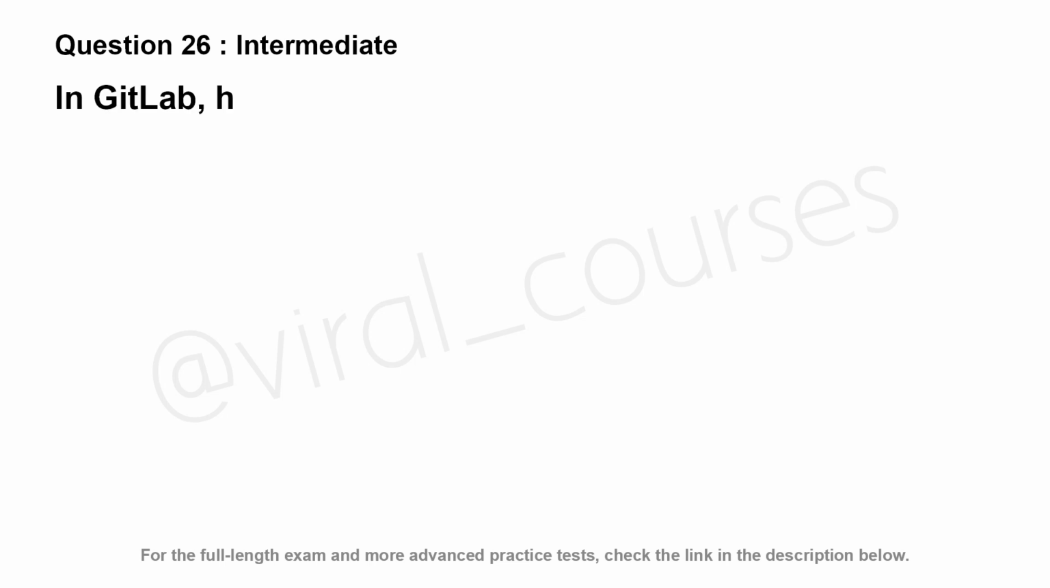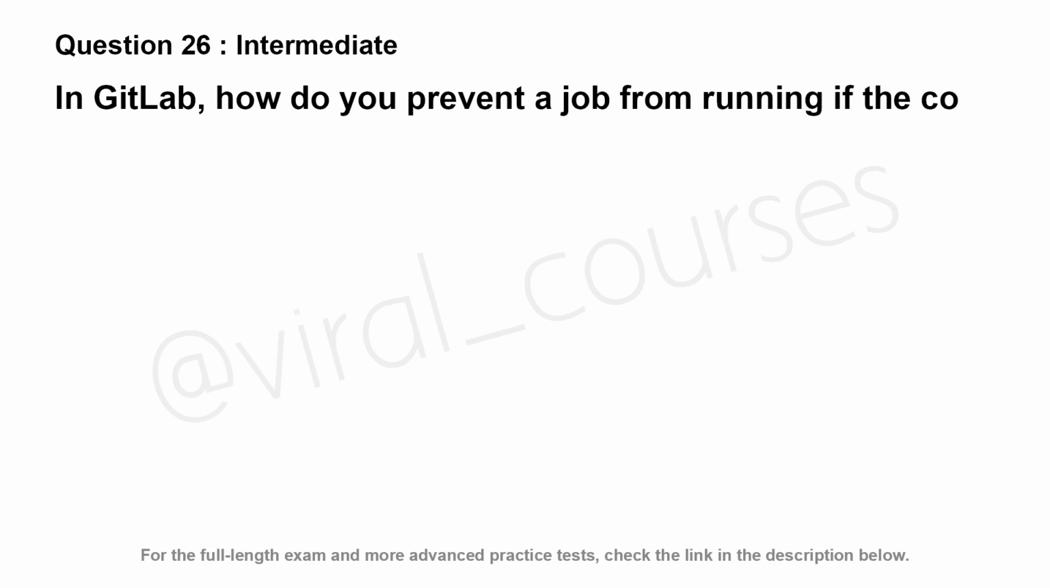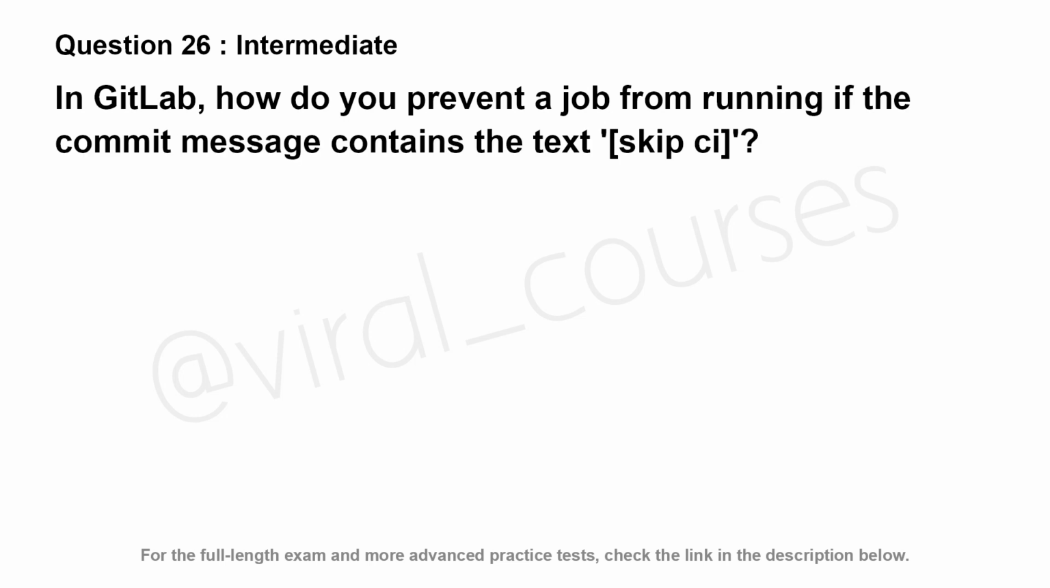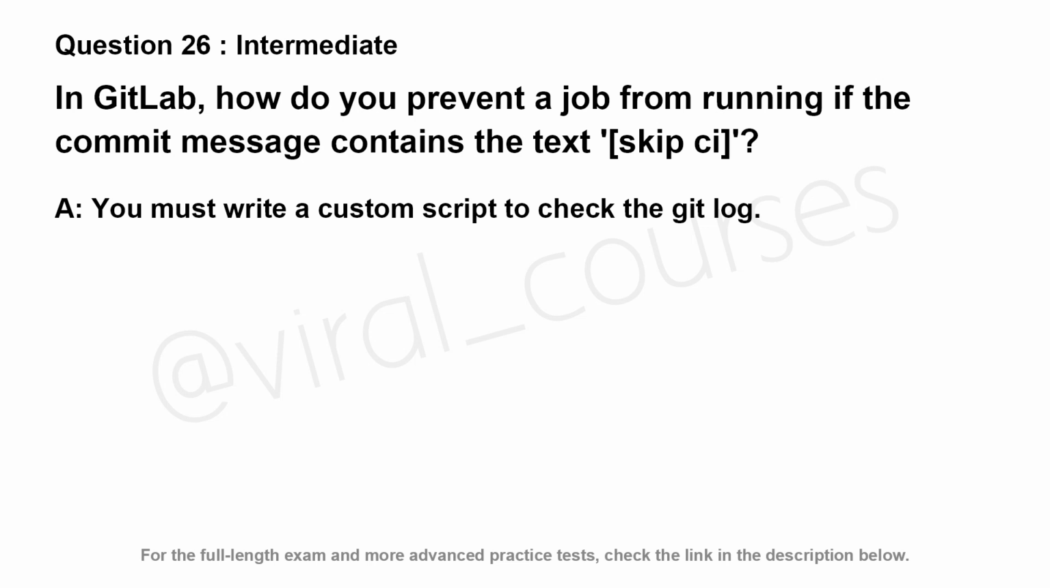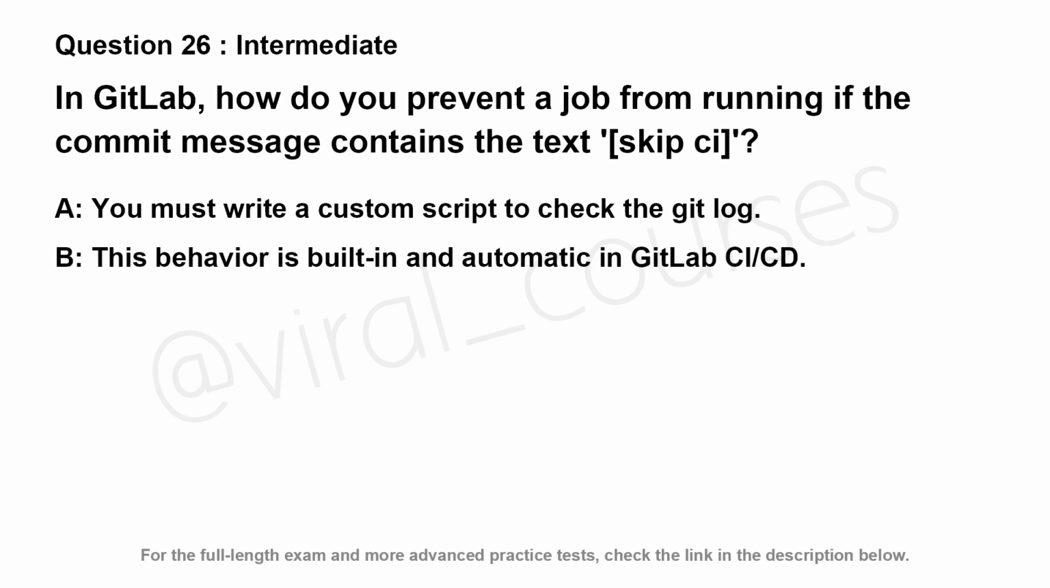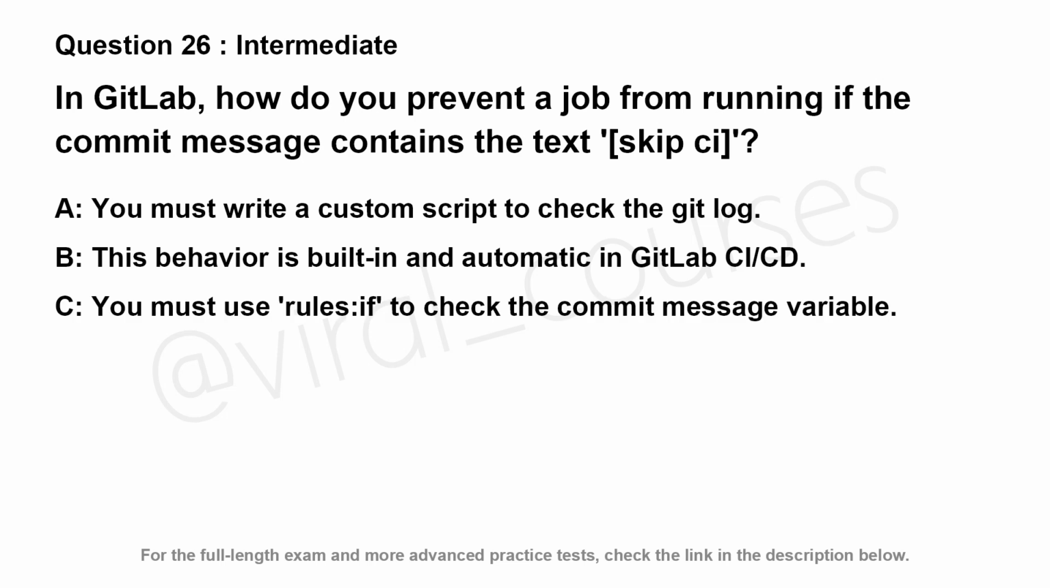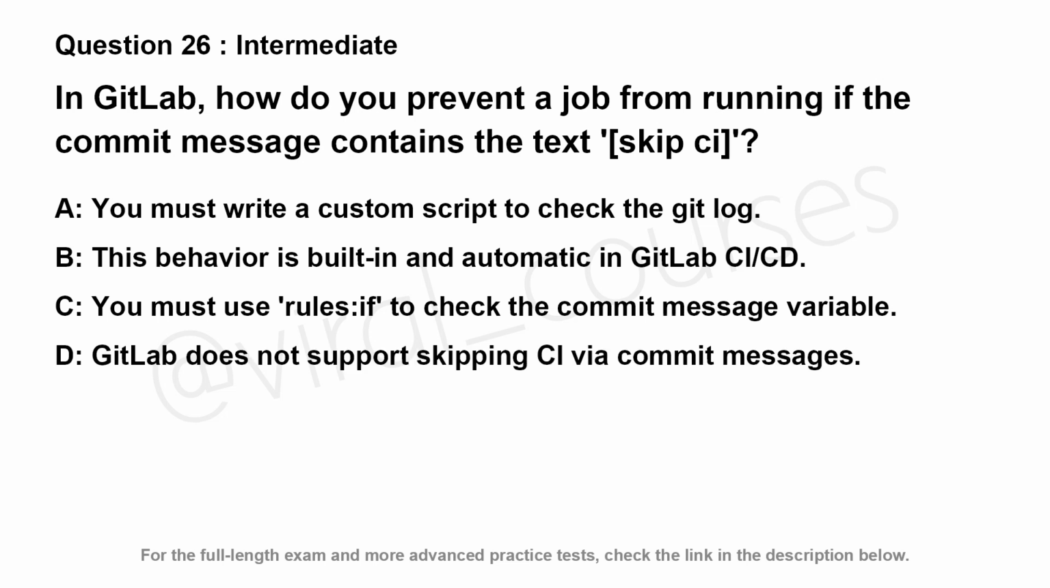In GitLab, how do you prevent a job from running if the commit message contains the text 'skip ci'? Option A, you must write a custom script to check the Git log. Option B, this behavior is built in and automatic in GitLab CI/CD. Option C, you must use rules:if to check the commit message variable. Option D, GitLab does not support skipping CI via commit messages.